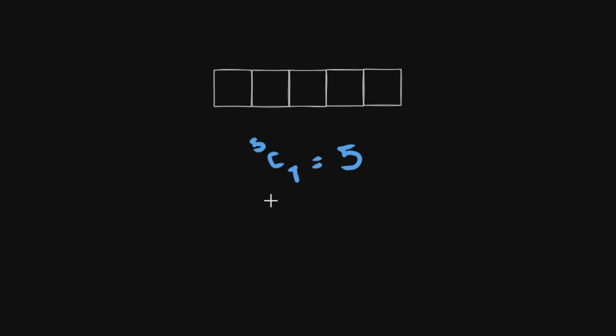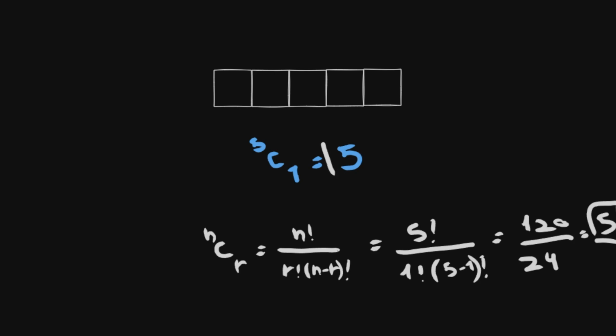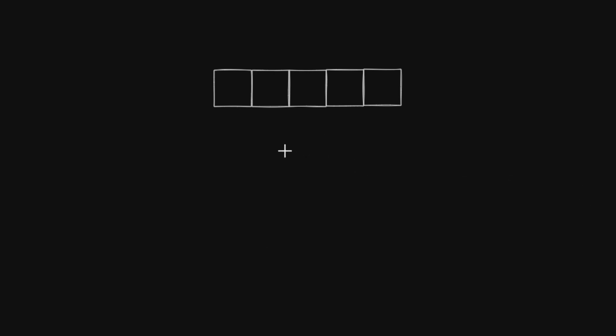And in case you know, there's a formula that we can use to get this. nCr equals n factorial divided by r factorial times (n minus r) factorial. So in this case, we have 5 factorial divided by 1 factorial times (5 minus 1) factorial. And this is 120 divided by 24, and this is 5. So this 5 is this 5. That's the first thing you need to have in mind.